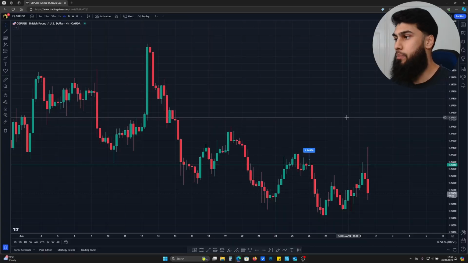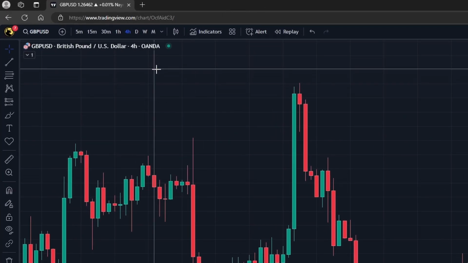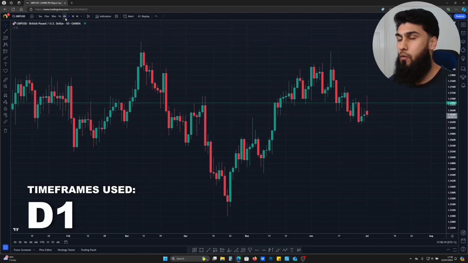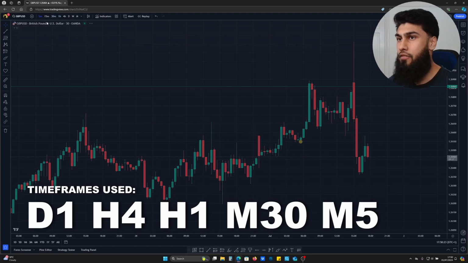Right, so jumping onto the charts, the first thing we need to establish are all the time frames that we're going to be using. If you look on the top left hand corner, you can see that the time frames we're going to be using for this top-down analysis are the daily time frame, the 4-hour time frame, the 1H, the 30-minute, and the 5-minute time frame.